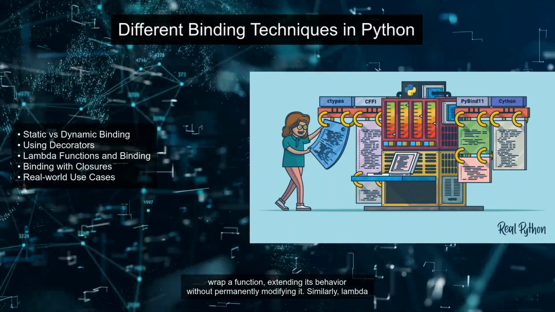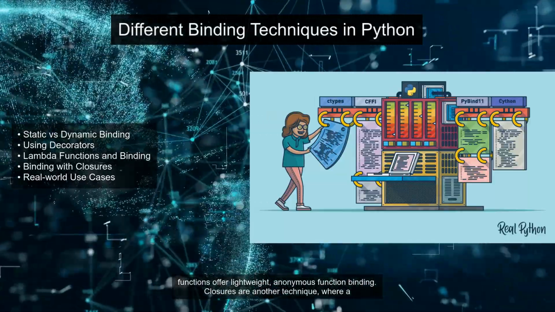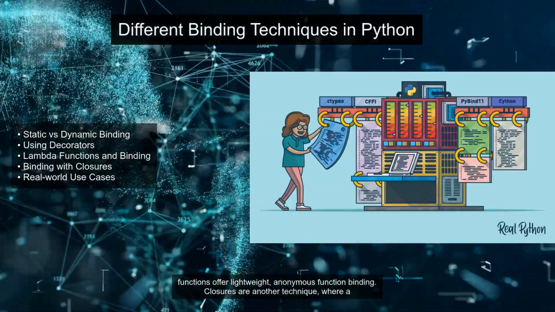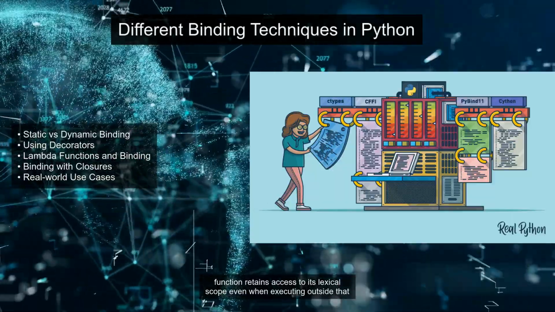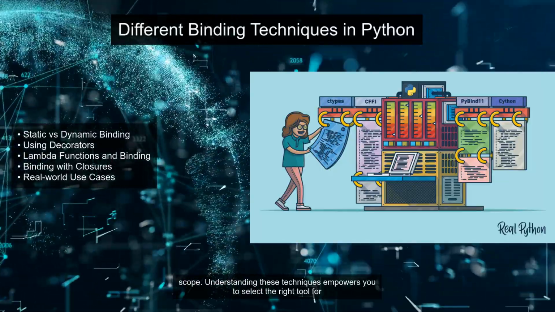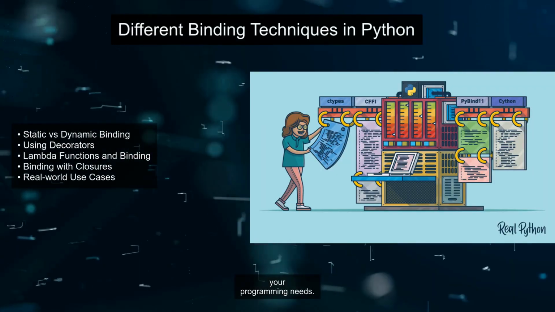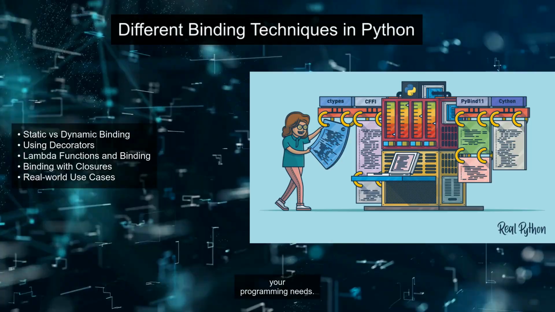Decorators in Python provide a way to wrap a function, extending its behavior without permanently modifying it. Similarly, Lambda functions offer lightweight, anonymous function binding. Closures are another technique, where a function retains access to its lexical scope even when executing outside that scope. Understanding these techniques empowers you to select the right tool for your programming needs.